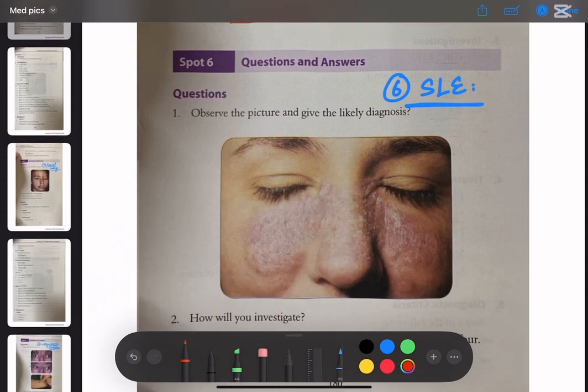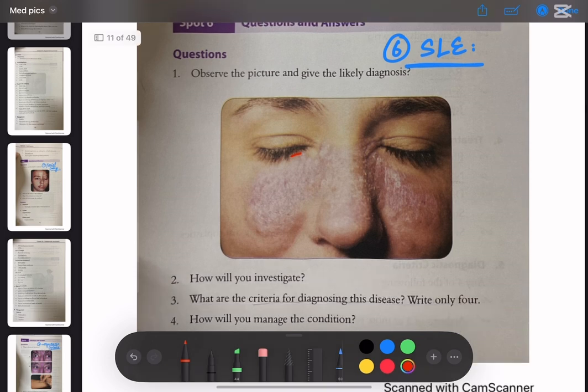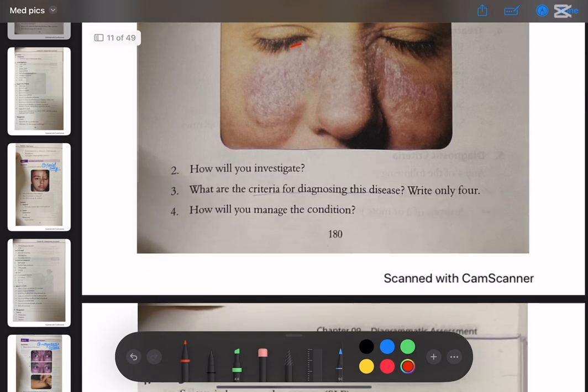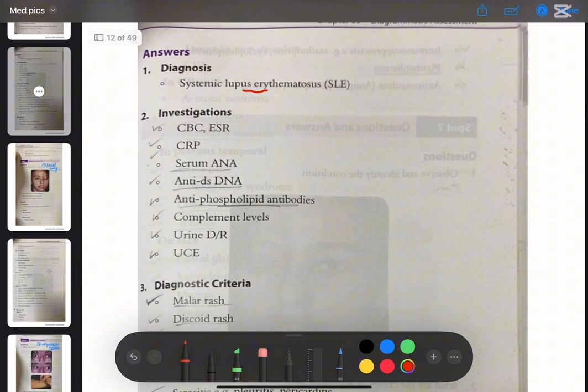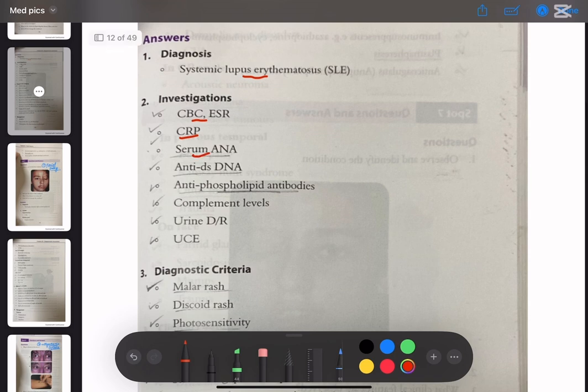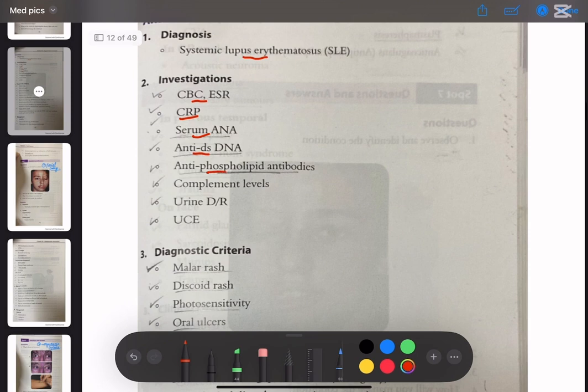So observe the picture and give the likely diagnosis. Here we are having a butterfly rash, so it gives us SLE. The investigations, the criteria for diagnosis, and the management. So the diagnosis is that it is SLE. The investigations are the CBC, ESR, C-reactive protein, serum ANA, anti-dsDNA, antiphospholipid antibodies, complement levels, urine routine and microscopy is done.